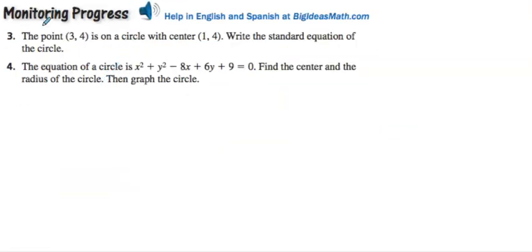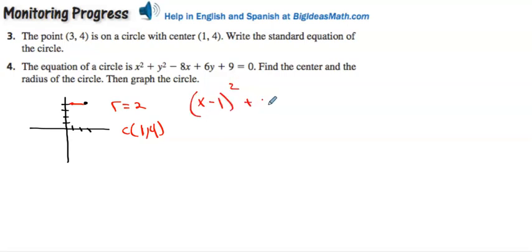Monitoring progress here, we have the point 3, 4 in the circle with the center 1, 4. Write the standard form of the equation. Alright, so that's a nice one. So just to give you a quick visual, 1, 2, 3, 1, 2, 3, 4. That's here, with the center of 1, 4. So that means my radius is equal to 2. And your center is 1, 4. And now you got your x minus 1 squared plus y minus 4 squared is equal to 2 squared, which is 4. Check.